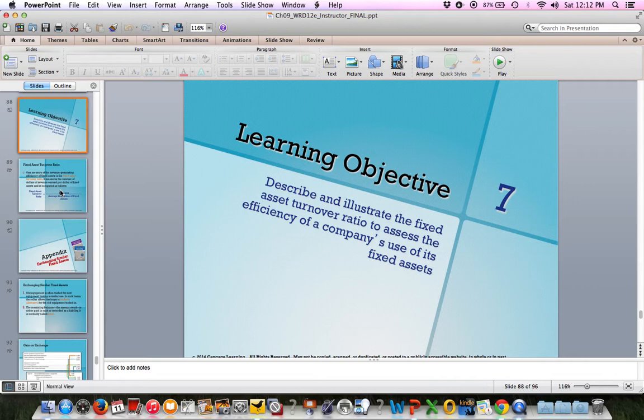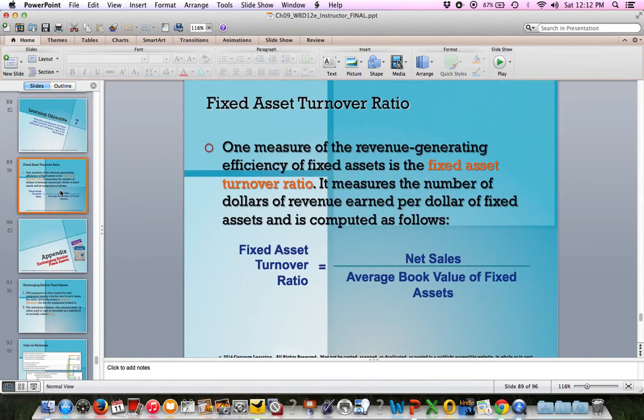Okay, finally a few ratios to look at and think about. For this one, let's just think about fixed asset turnover ratio. The fixed asset turnover measures the revenue generating efficiency of fixed assets. So basically, how effective or how efficient are we at using fixed assets to earn revenue? That's what this ratio is trying to figure out. So we just take our net sales number, divide it by the average book value of fixed assets, and we get a number. So how good are we at using a fixed asset to earn sales? That's basically what we're trying to figure out.